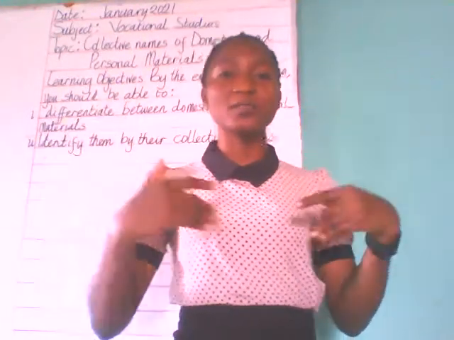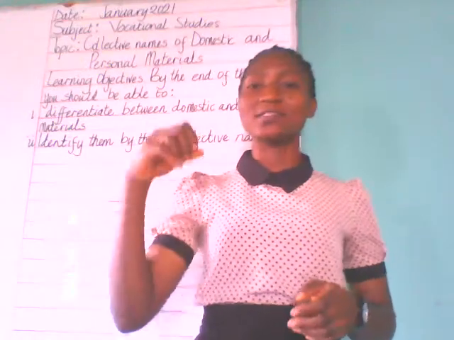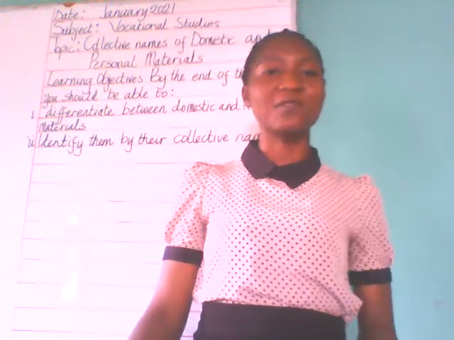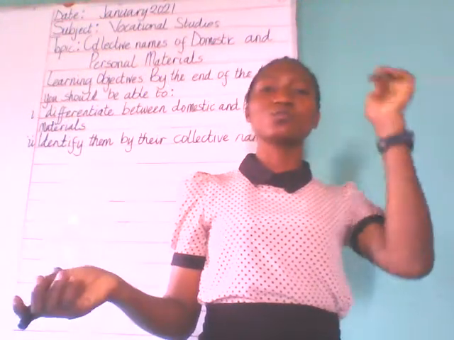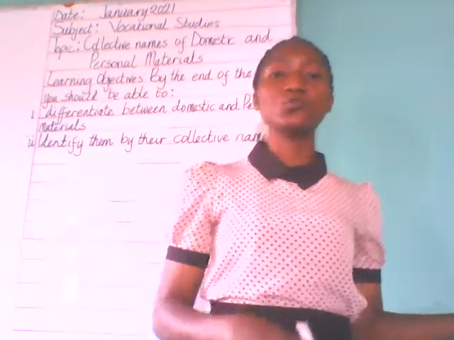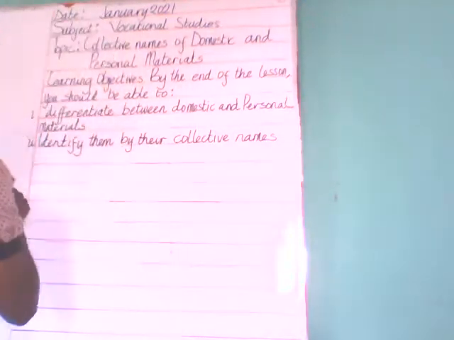Now, we are going to look at the collective names of these domestic and personal materials. We want to look at their collective names because we have to identify them by their collective names. And by the time you identify them by their collective names, you'll be able to differentiate the two of them. Now, number one of them is clothing.